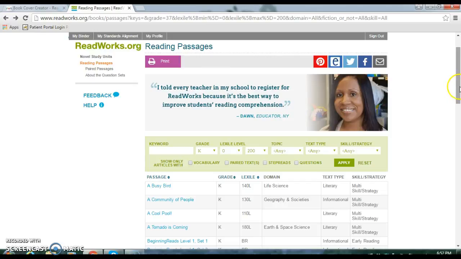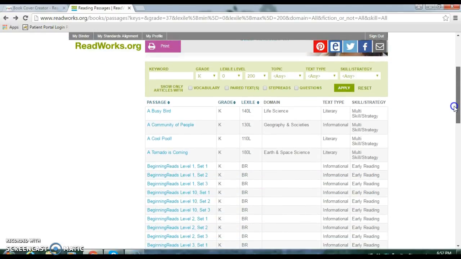You can choose to print those or download them. Here, it breaks this down, and you can even go to any text type: literary, informational, poetry. And this is where it's tricky, because sometimes we'll be expected to teach a skill or strategy, and instead of reinventing the wheel, this just does it for us. This gives us exactly what we need in order to teach the correct skills and strategies.